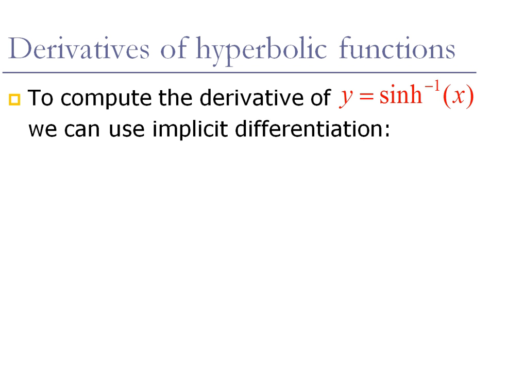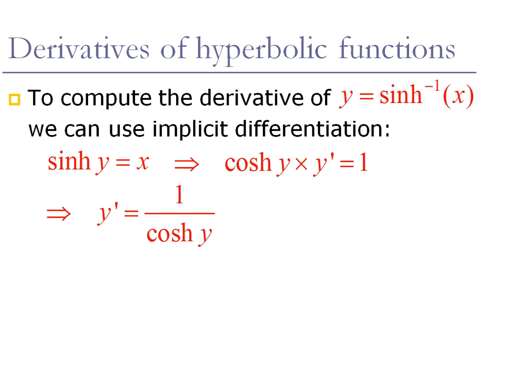Alright, now we can achieve the same result by using implicit differentiation. What we have to remember is that if y is the inverse hyperbolic sine of x, that means that the hyperbolic sine of y, or sinh y, is equal to x. Alright, let's take the derivative left and right. So that means on the left we end up with cosh y times y prime. On the right hand side we end up with 1.